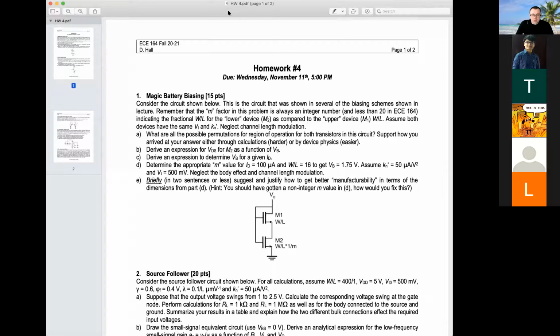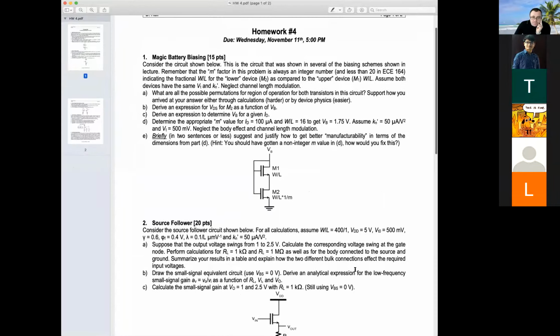All right, one last thing, and then I'll go into the problems. All right, so homework 4. In homework 4, we're going to get a lot of problems related to biasing in particular.